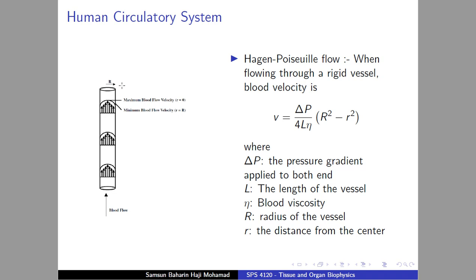Okay, so we have this velocity. These are the maximum velocity and these are the minimum velocity. Okay, so if we study fluid mechanics, we know that the velocity of the blood at the center is higher than the velocity of blood near the membrane, the surface of the blood vessel, because this includes the friction.